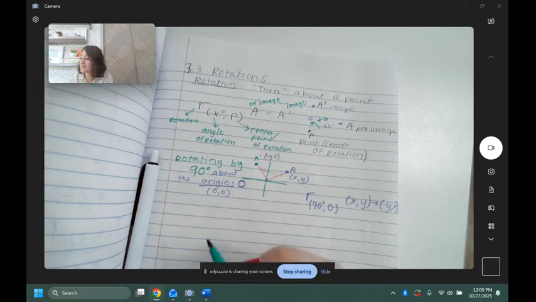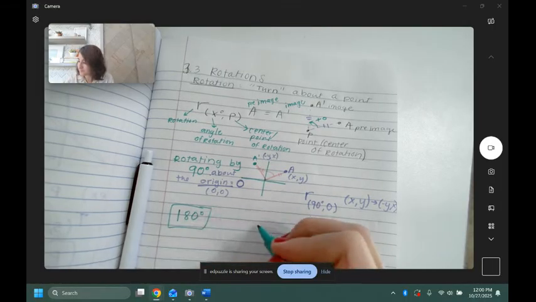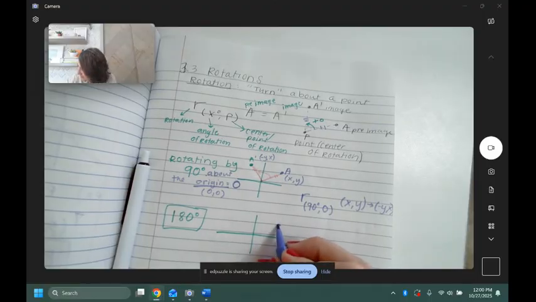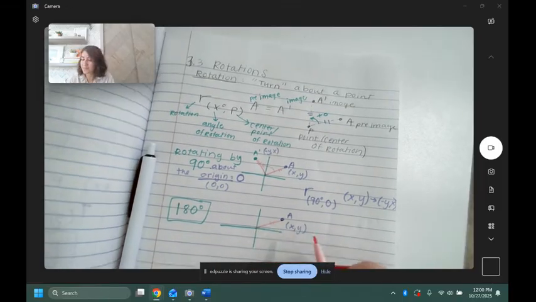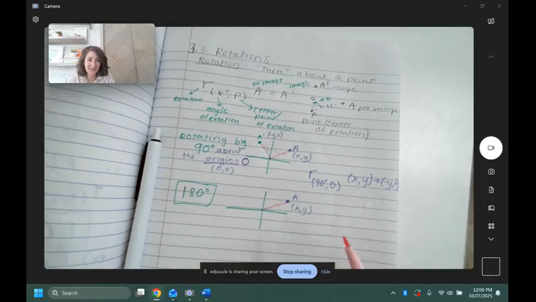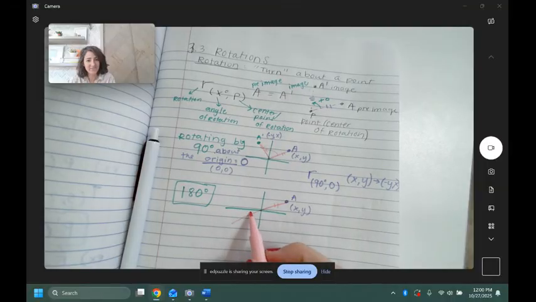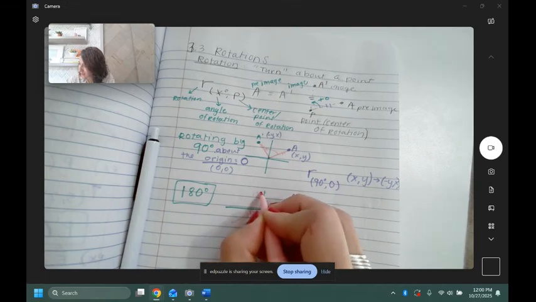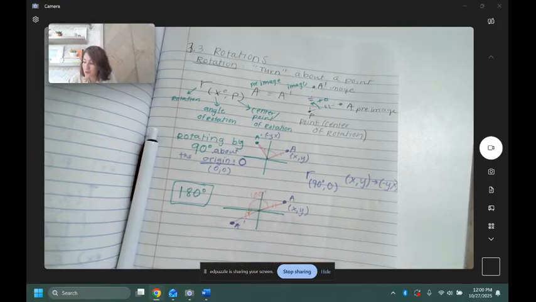Now let's do the same thing with 180 degrees. So that one will look like this. I'm going to have the same A as best I can here, x, y, and about the origin. So here's my line, and to rotate it, that's to make a straight line, yeah? There. And so this has rotated 180 degrees about the origin. So here's my new image.